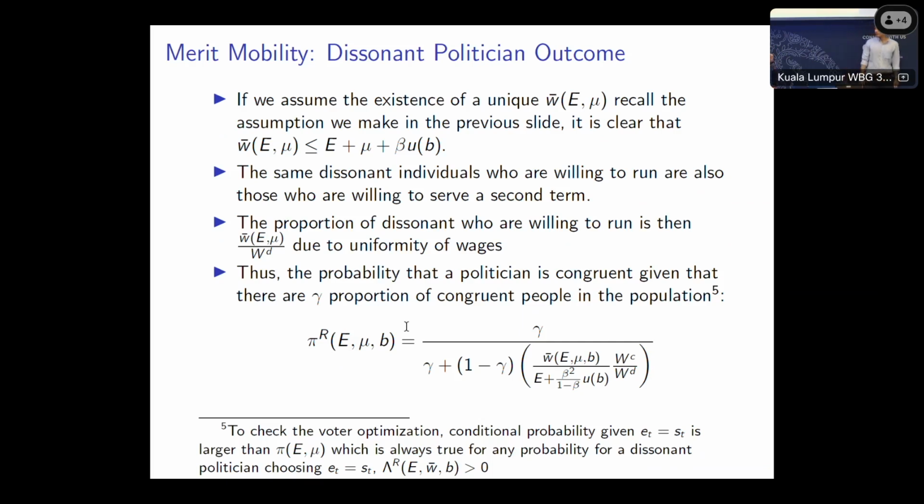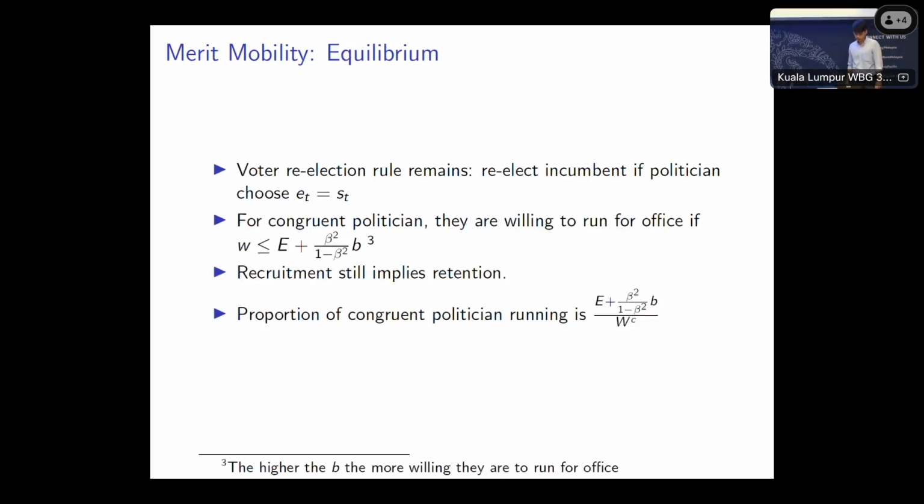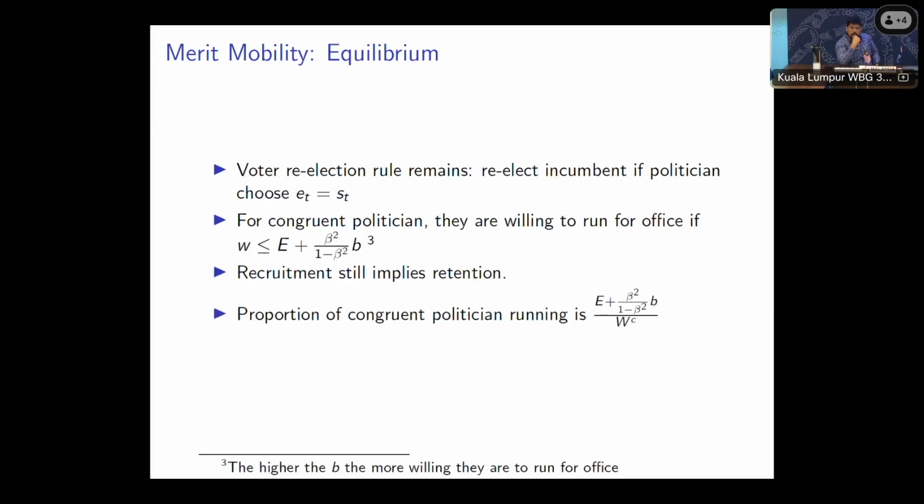But why does the higher B attract more congruent? Does it attract more congruent, or does it discipline the dissonant to be congruent more in time period one? Both at the same time. The second one I understand. Now you have a greater incentive because your future benefit stream is higher, so it has more binding constraint.